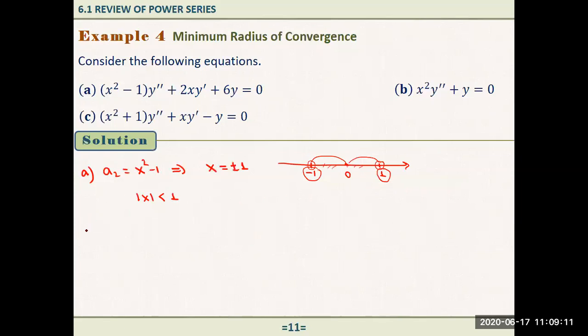Now for question B, here we have x squared. So a sub 2 is equal to x squared, and setting that equal to 0 means that x equals 0 is a singular point, right? So the only singular point is 0, and all other points are ordinary points.